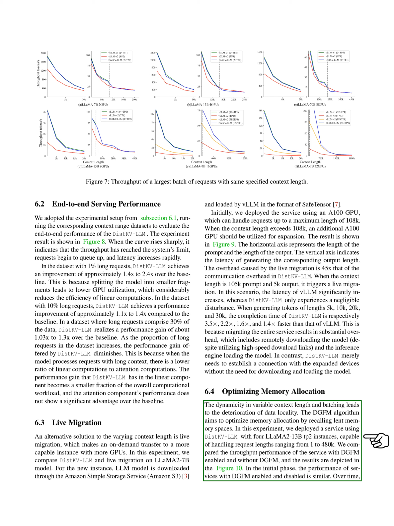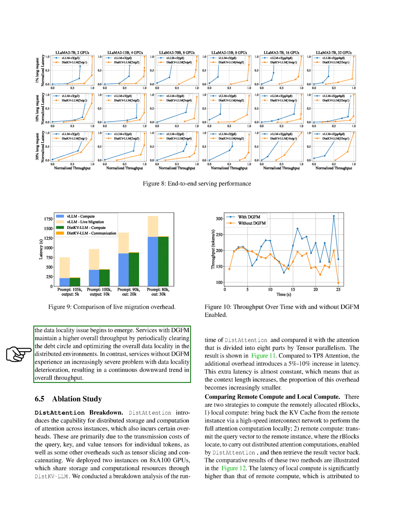We conducted an experiment using DistKV-LLM with 4 Llama 2-13B TP2 instances, capable of handling request lengths ranging from 1 to 480,000. We compared the performance of the service with and without DGFM. Initially, the performance of services with and without DGFM was similar. However, over time, the issue of data locality began to emerge.